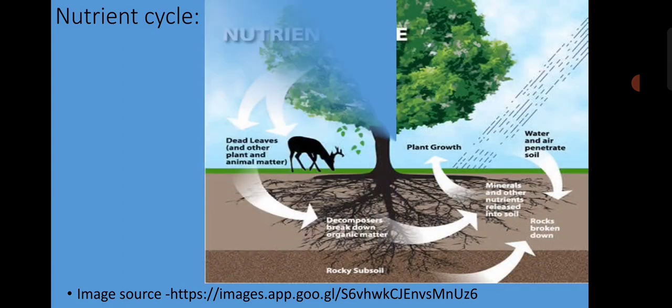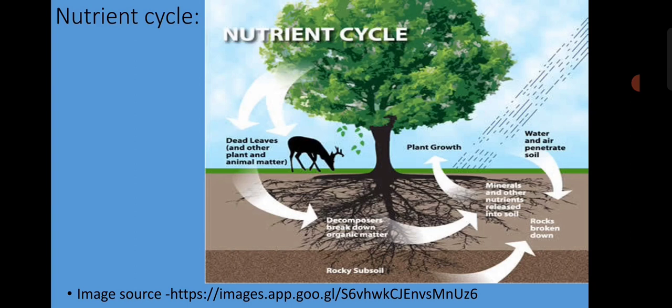So nutrient cycle refers to the movement and exchange of nutrients between living organisms and the physical environment and subsequently recycled back to the living organisms. It is a crucial process that supports life on earth and maintains the balance of nutrients in ecosystem.